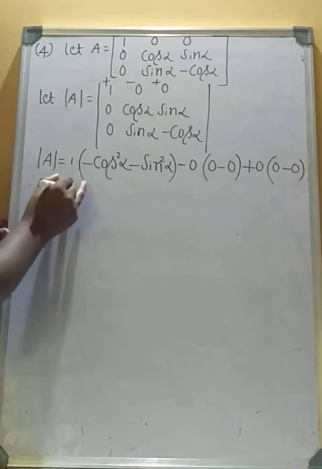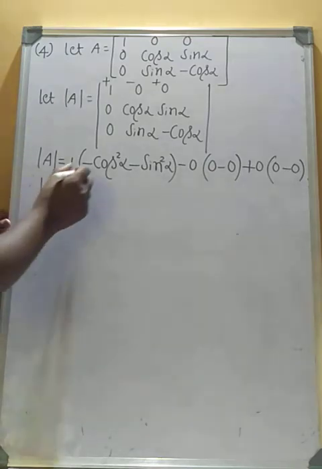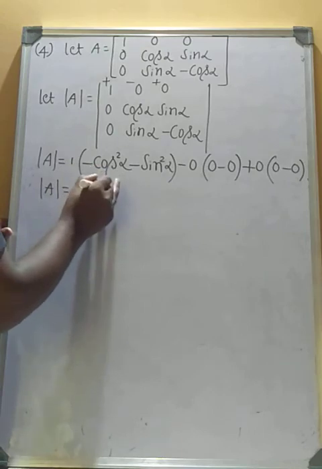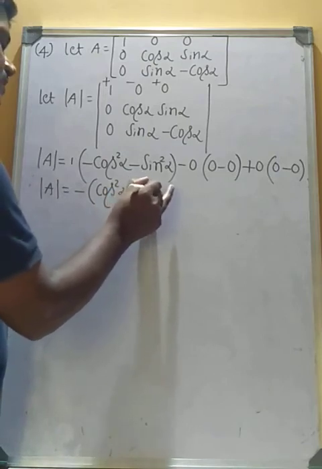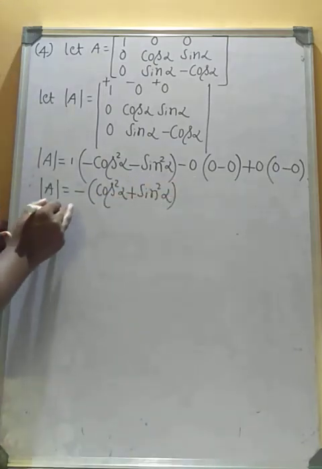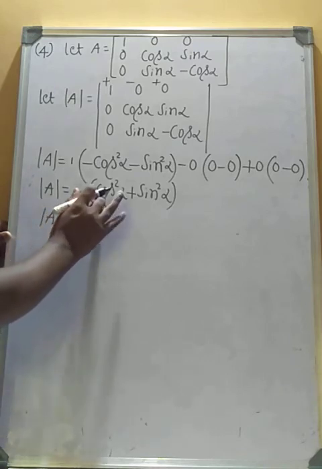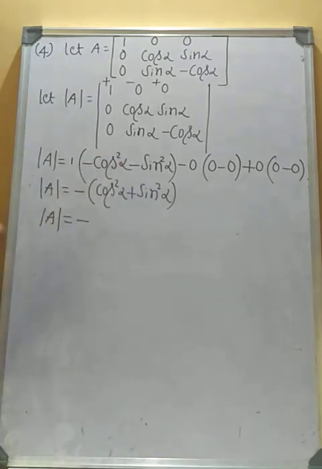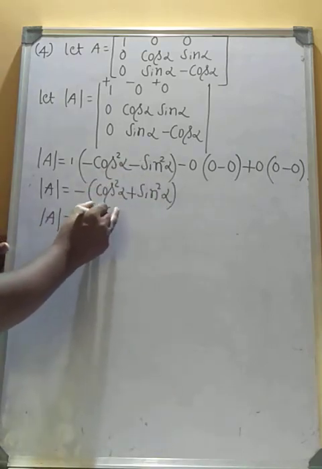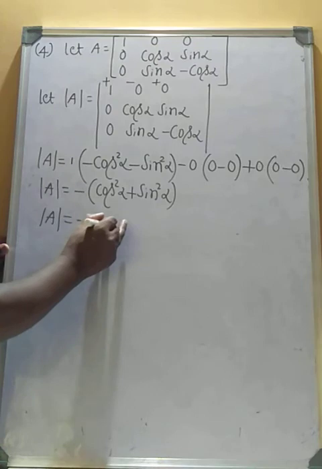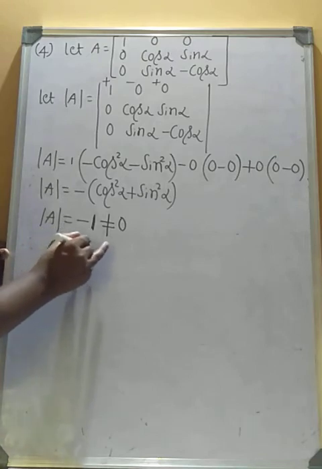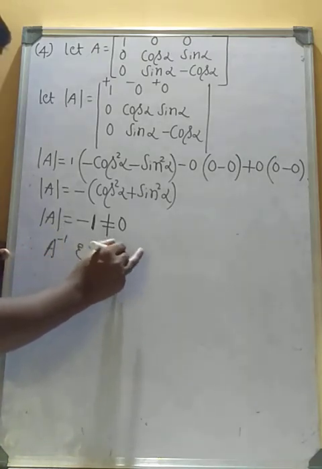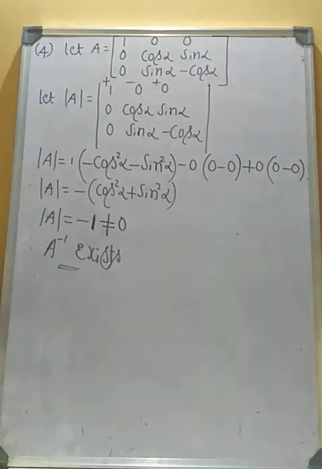Therefore determinant of A equals, take minus common, so in bracket cos square alpha plus sin square alpha. Therefore determinant of A equals minus, and you know the trigonometric identity, the value of it is 1. That is minus 1, which is not equal to 0. So therefore A inverse exists. Now find adjoint A, meaning cofactors.